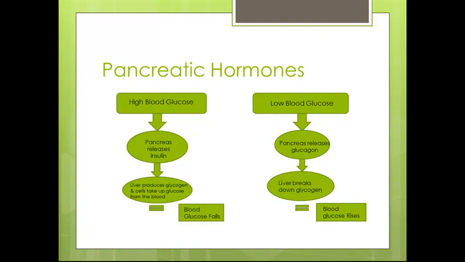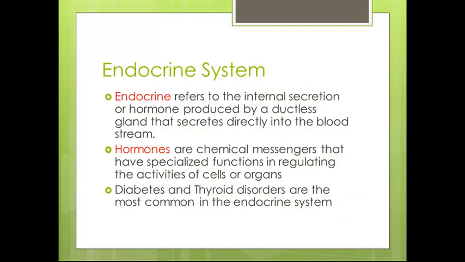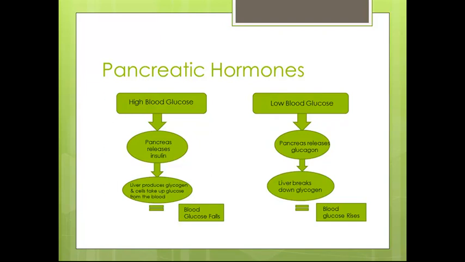Pancreatic hormones. So high blood glucose, the pancreas releases insulin, whereby the liver produces glycogen and the cells take up the glucose from the blood, which causes the blood glucose to fall. Low blood glucose, the pancreas releases glucagon, which then causes the liver to break down the glycogen, and the blood glucose then rises.